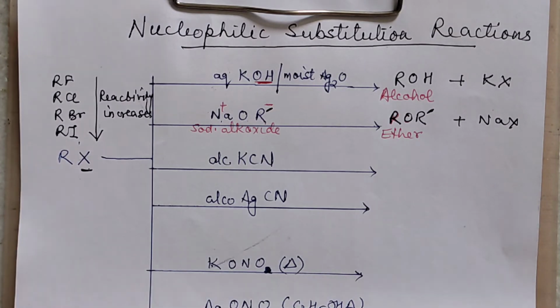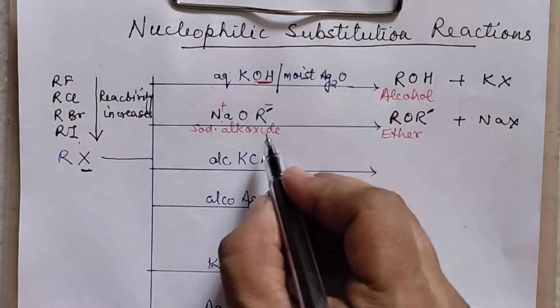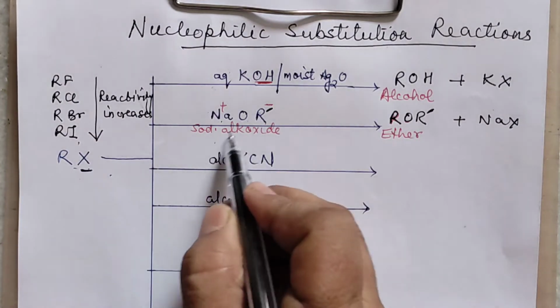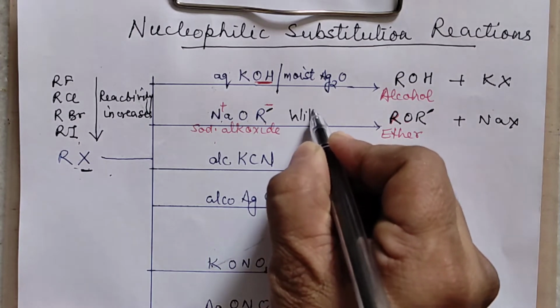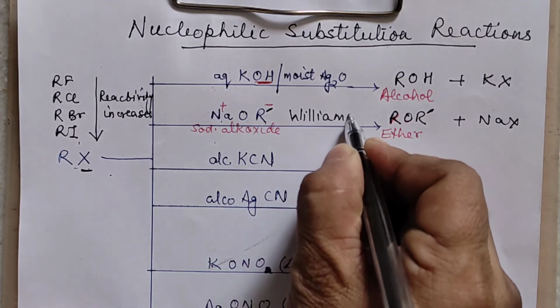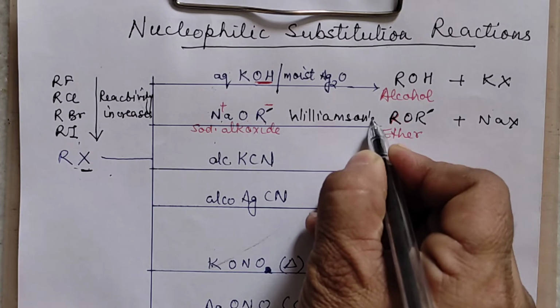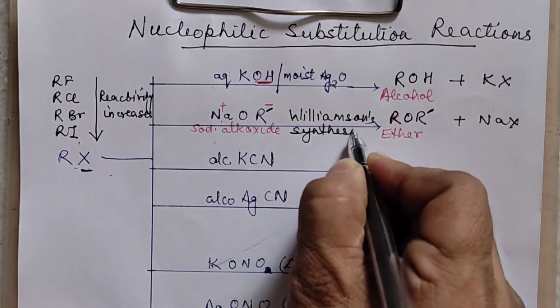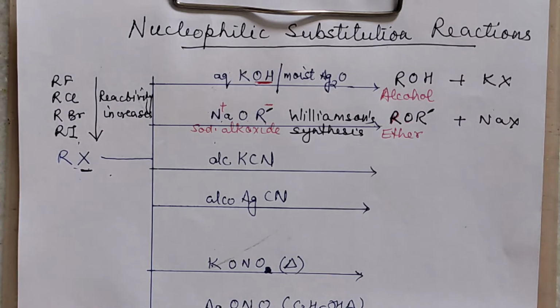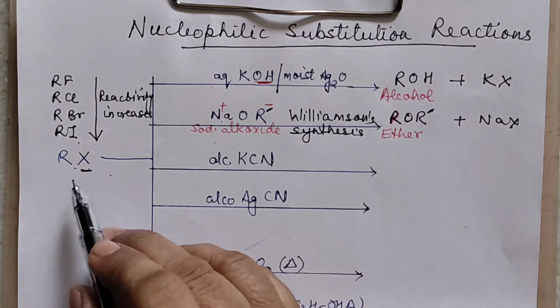This particular reaction, alkyl halide reacting with sodium alkoxide, is a name reaction. It is called Williamson's synthesis, or Williamson's etherification. It's one and the same thing. This is the second reaction. Now moving on to the next one.